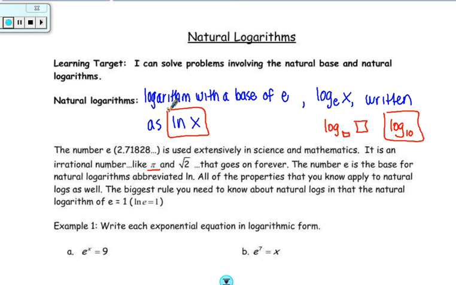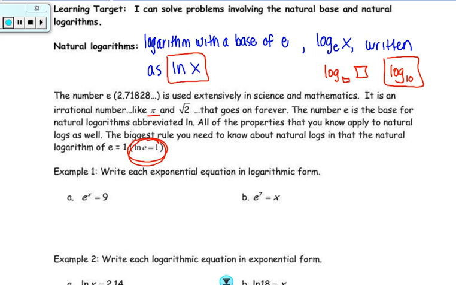So the number e is the base for natural logarithms. Like we had common logs, base of 10, natural logs have a base of e. And it's abbreviated ln. And then all of the properties that you know about logs, the condensing, the expanding, the addition goes with multiplication, subtraction goes with division, all of those rules apply to natural logs as well. But the biggest rule you need to know about natural logs is that the ln of e is equal to 1. And when we're solving our equations, that will cancel out.